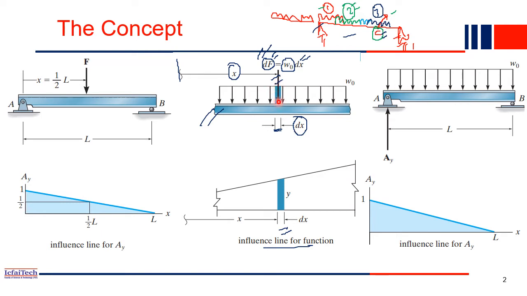So the UDL we have just replaced with a concentrated load of df. So df, how did you compute it? df is equal to W naught into dx. So what is W naught? W naught is the magnitude of the UDL, and dx is the width of the small section. Because of this, df is now a concentrated load acting here, right?